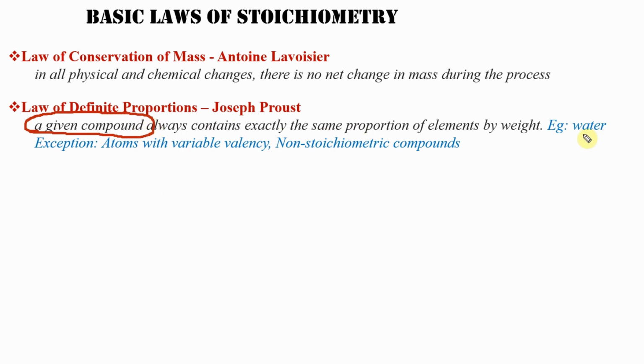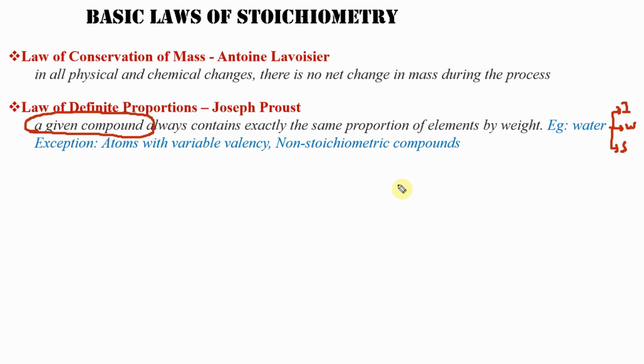A given compound, let's say water. What do we know as water? I know it as ice, liquid water and steam. Doesn't really matter how I have it. The weight of hydrogen in 100 grams of ice is the same as the weight of hydrogen in 100 grams of water, as it is the same as in 100 grams of steam. Doesn't really matter what phase you have.